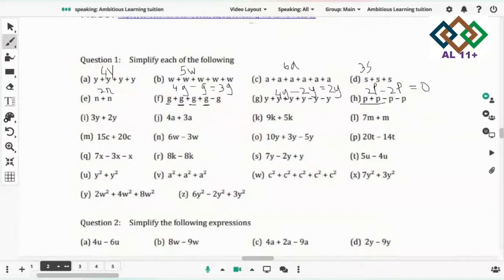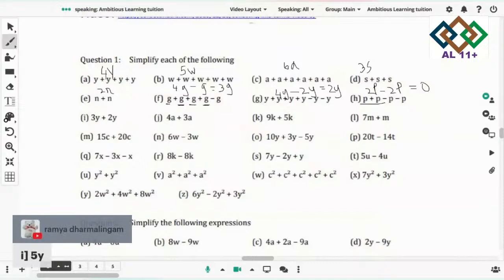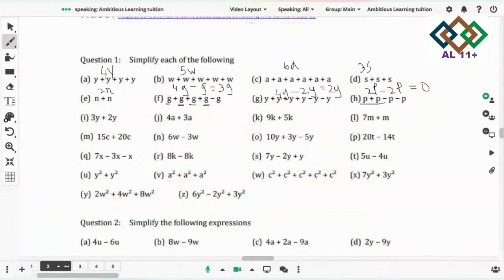So let's go on to the next one now. Now we are on I. 3y plus 2y. It's 5y. Good. Let's take your answers on screen now. So that's 3y plus 2y, that's 5y.